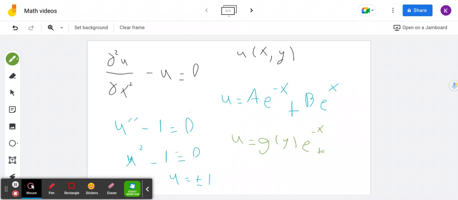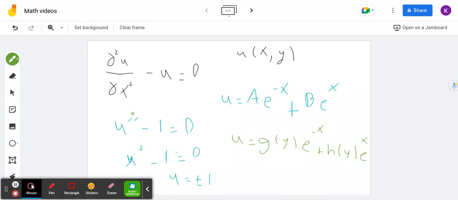and then plus a different function of y, we can say h of y, times e to the x. And so you can use the partial derivative to take the derivative of this. Since we treat y as a constant, this becomes g of y times e to the x. And then if you do all of these, you definitely end up with 0.